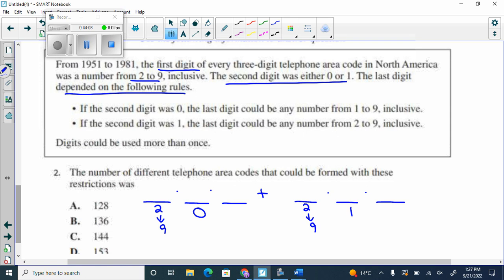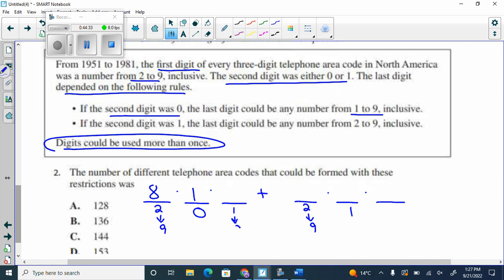Okay? So I look at the first case. 2 to 9 is how many numbers? How many digits? 2 to 9? It's 8. People will say 7. Trust me. Use your fingers. 2, 3, 4, 5, 6, 7, 8, 9. It's 8 digits. If I pick a 0, how many digits is here? 1. It doesn't say I can't repeat. It says I can actually here. Now, if my second digit is a 0, the last digit can be 1 to 9. How many options is that? 1 to 9 is how many? 9. 8 times 1 times 9 is 72.